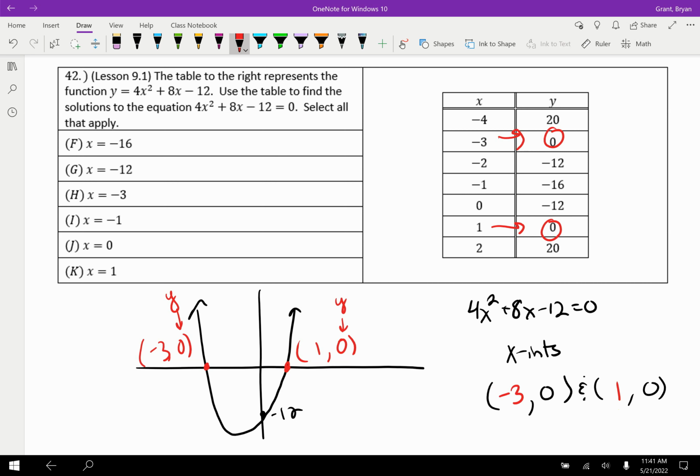They asked us to select all that apply for the solutions to the equation of 4x squared plus 8x minus 12 equals 0. Well, I think one solution is negative 3, and the other is positive 1. Notice that they did give you another 0 here, but 0, negative 12, that's the y-intercept. They want the solutions. Our solutions are always the x-intercepts, because solutions occur when you set your equation equal to 0, and that is also what causes x-intercepts.